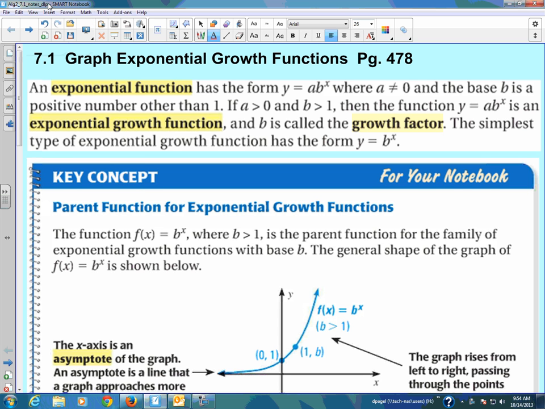Section 7.1, graphing exponential growth functions. This is the beginning of our second half here, Chapter 7. In the first half of the book, we were looking at linear functions, quadratic functions, polynomial functions, and we're going to take a look at some other parent functions as we make our way through the second half. This is the first of those groups.